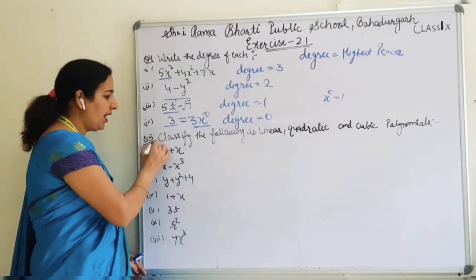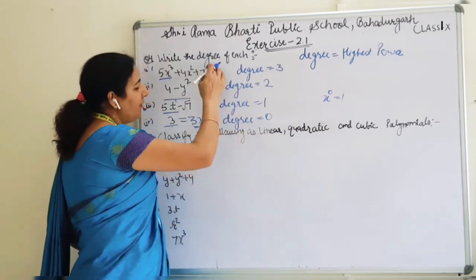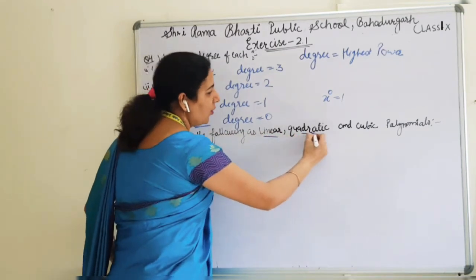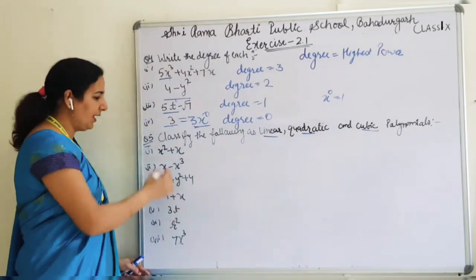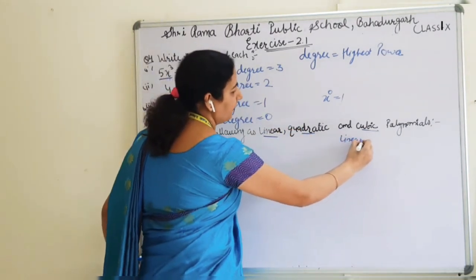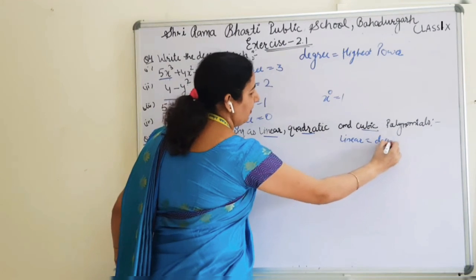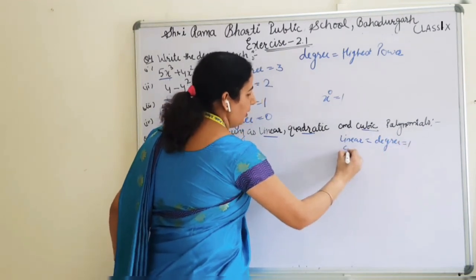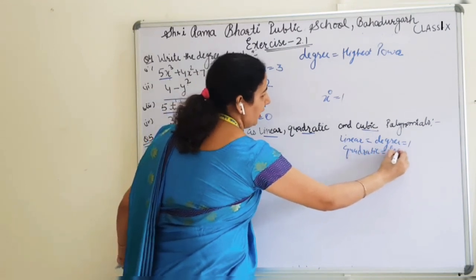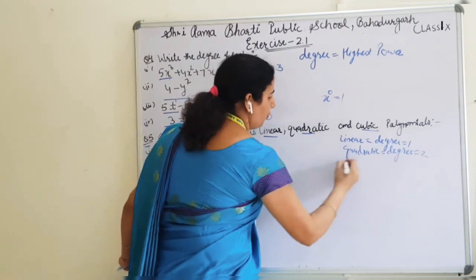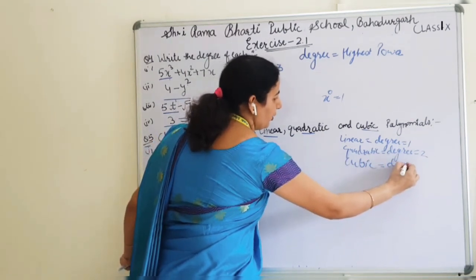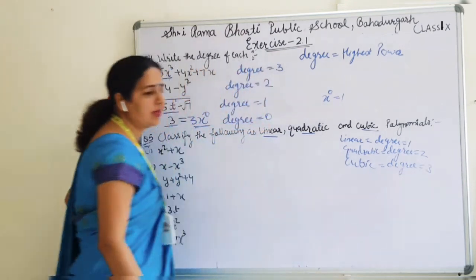In question number 5, they have written classify. Here we have just written the degrees. In this question, they are asking about linear, quadratic and cubic. You have to write linear, quadratic and cubic. So first of all, linear means degree 1. Quadratic means degree equal to 2. And what is the meaning of cubic? It means degree is equal to 3.